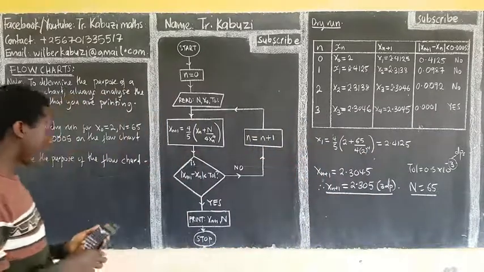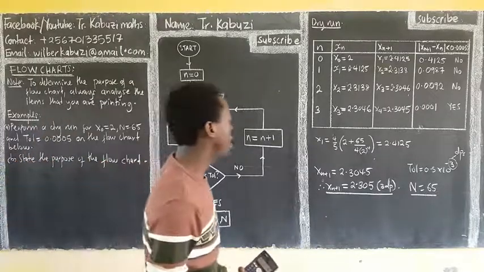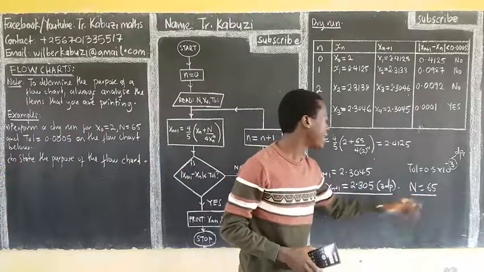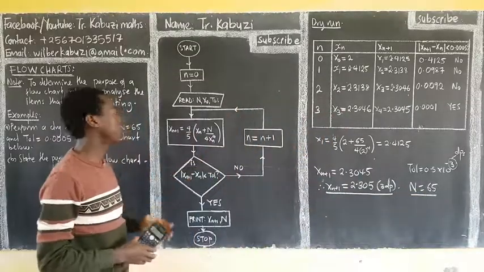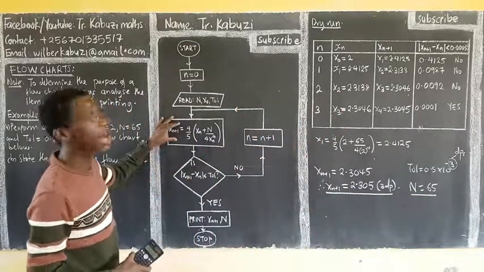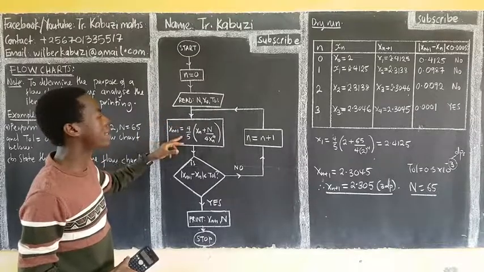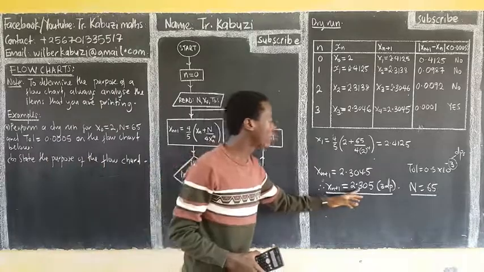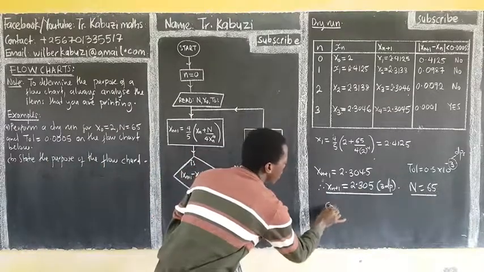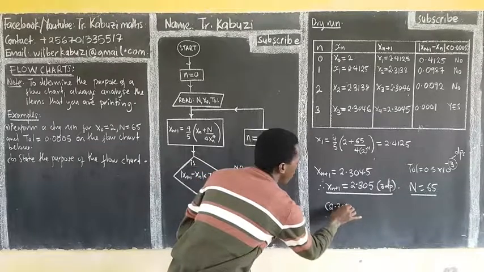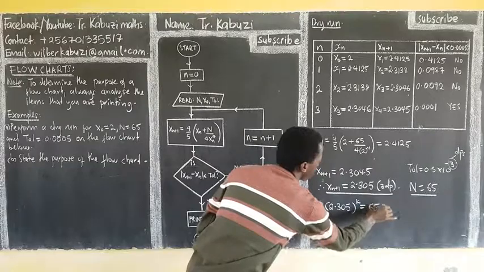Now, they are asking us now, state the purpose of the flowchart. State the purpose of the flowchart. Now we analyze this and this. You see that this formula here, I think remember in the iterative method, these are formulas for finding roots of numbers. So we want to know what root gave us this. So now we say 2.305 power k is equal to 65.